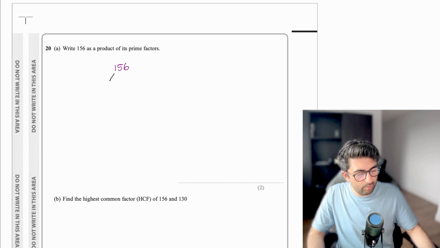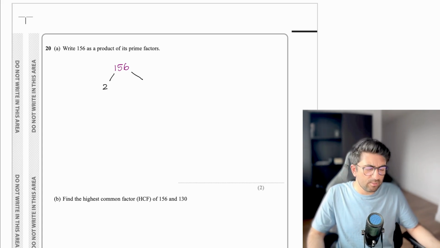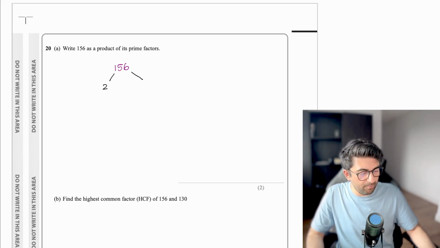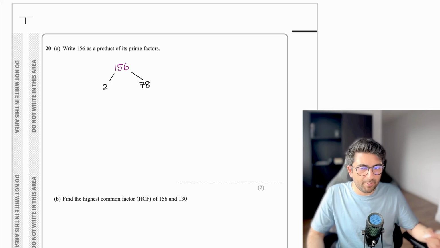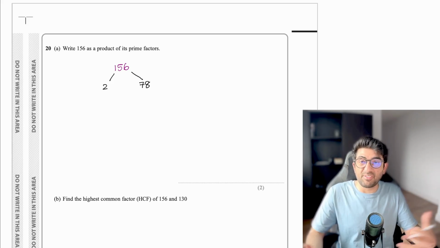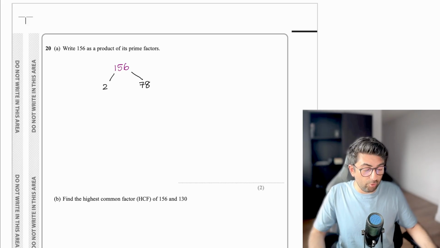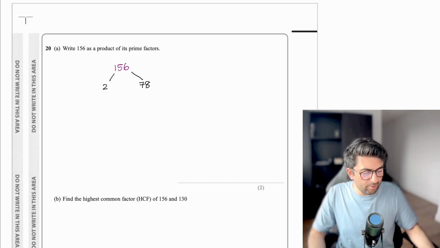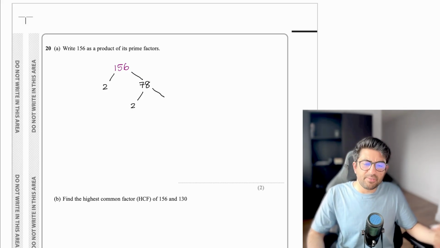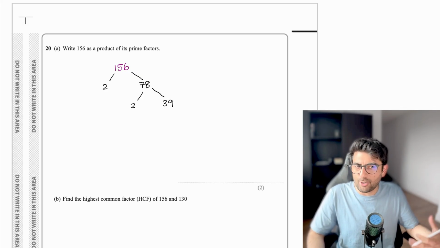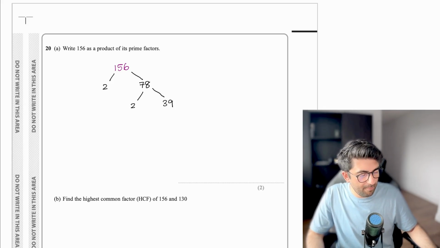We have a 2, and how many 2s go into 156? You can do a bus stop if you want. I would say it's 78, I think. And again, if I'm wrong, tell me. And again, the 78 is a big number, but I notice it's an even number, so I'm just going to do another divide by 2. Every time it's even, and I'm not sure, I'll just divide by 2. So that's 39. Okay, so 39 now is not an even number, but I know that 39 divides by 3.